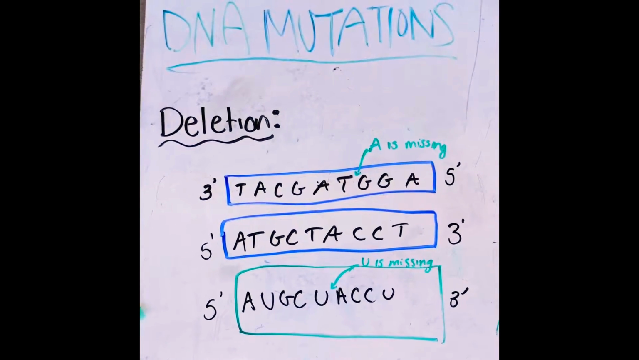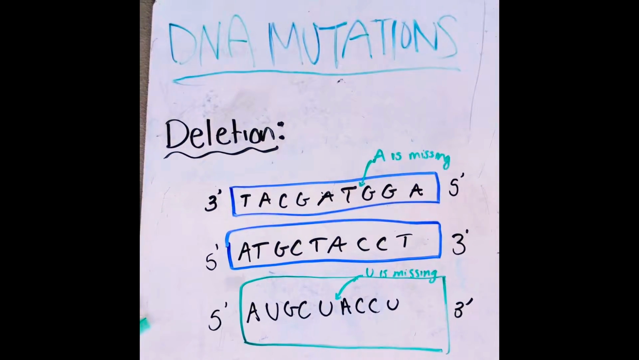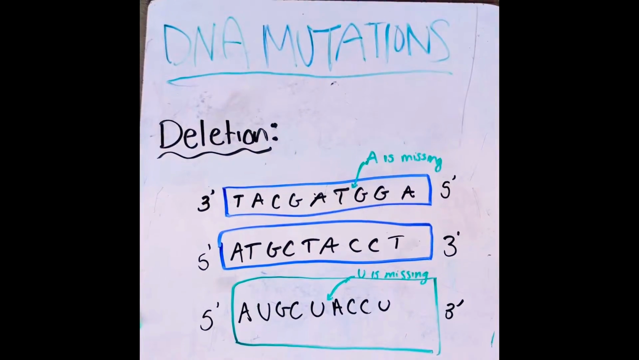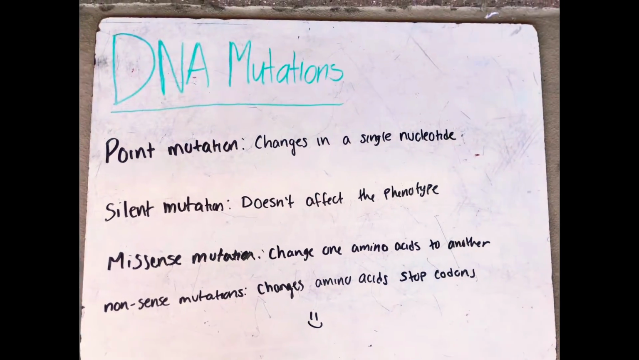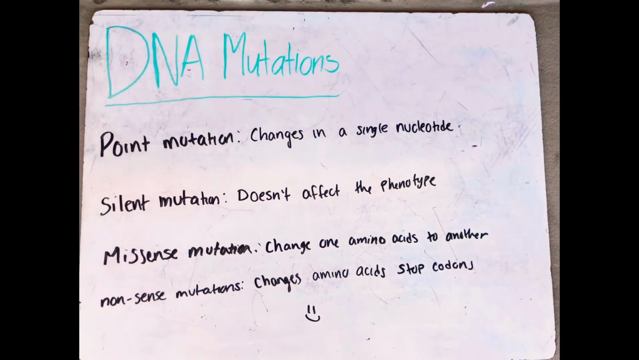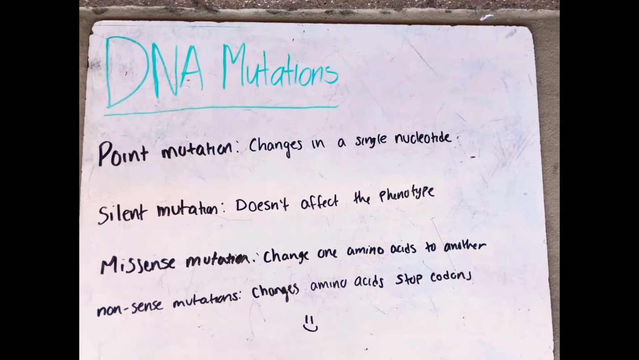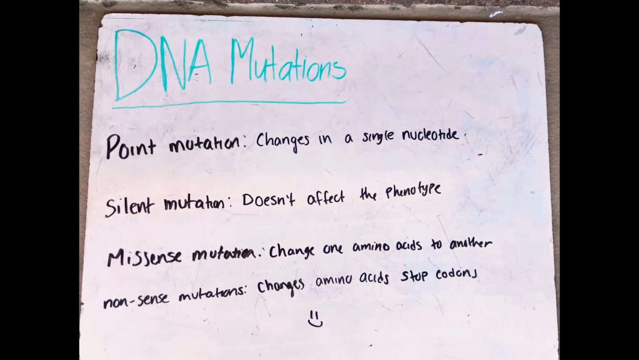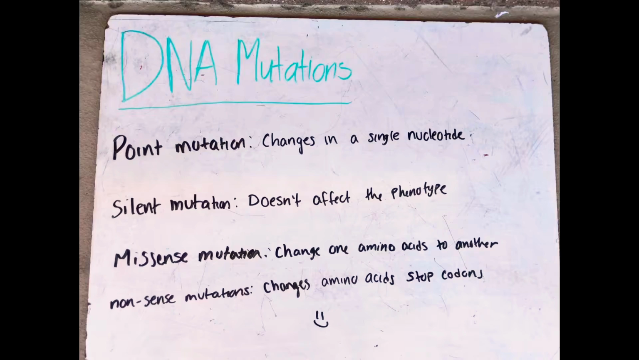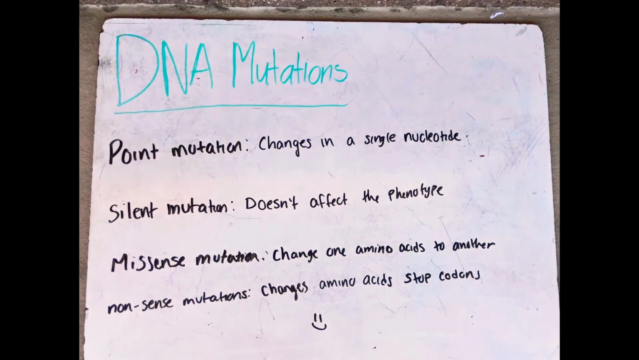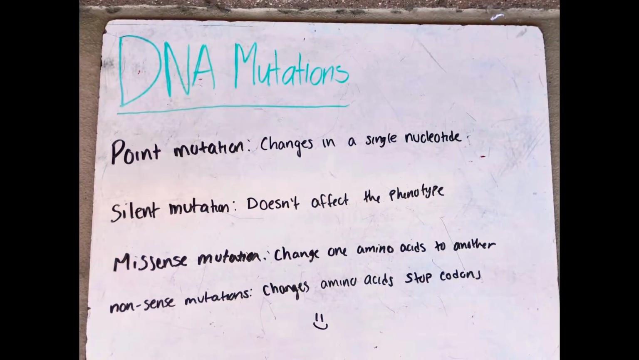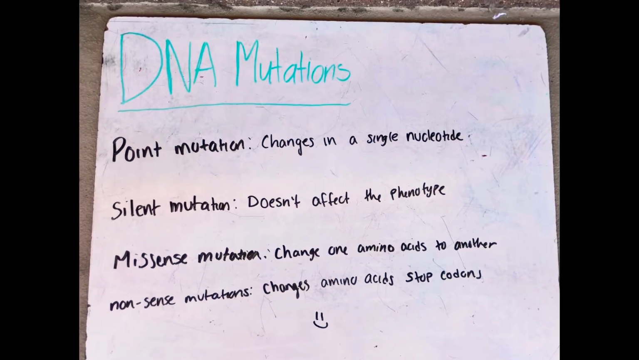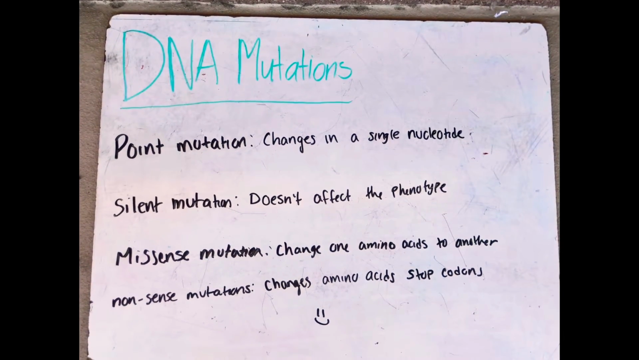Such a mutation can lead to a frameshift mutation. Deletions are losses of nucleotide pairs in the genes. Like insertion, it can cause frameshift mutations. For more specific DNA mutations, there are point mutations, which change a single nucleotide, and silent mutations, which do have a mutation in one of the nucleotides, but it doesn't affect the phenotype of the protein that is assembled.